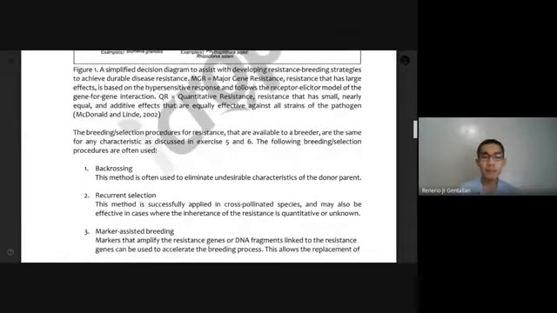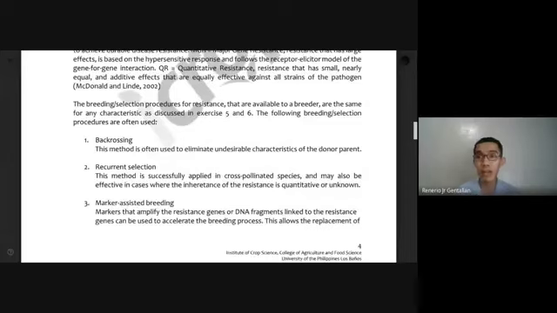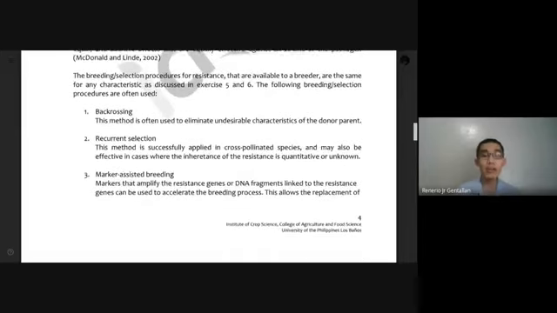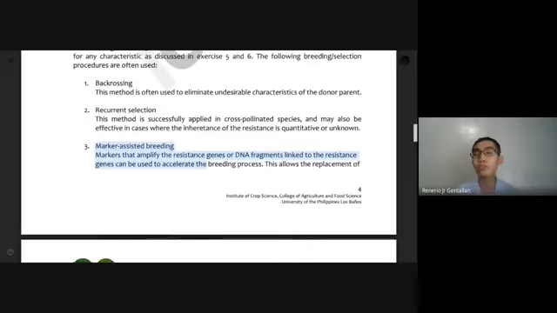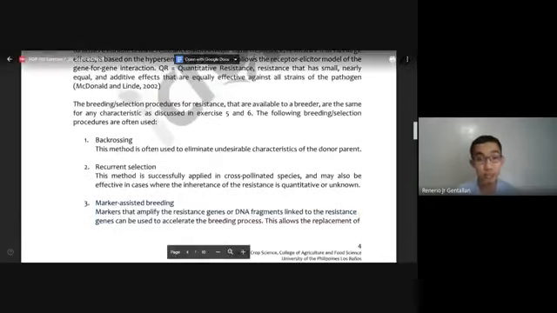And also, aside from that, we discussed the various breeding methods. There are a lot of breeding methods, and all the breeding methods discussed in exercises 5 and 6 could actually be employed for resistance breeding. So there's nothing special to it, but there are some breeding procedures that are most likely used for incorporation of resistance, and we outlined them here, including backcrossing, recurrent selection, and of course marker-assisted breeding.